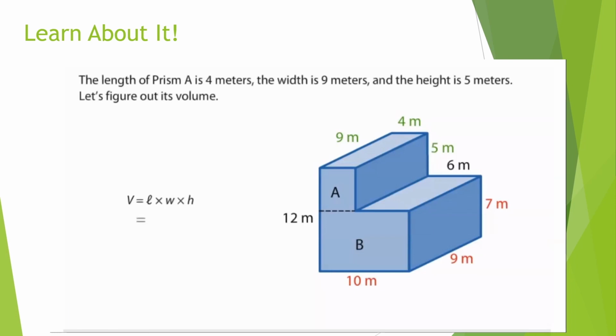The length of prism A is 4 meters. The width is 9 meters, and the height is 5 meters. Let's figure out its volume. Go ahead and take a second to multiply that together. You have 9, 4, and 5. What strategies are you using? Take 2 of them first and multiply them, and then multiply that answer with the last number. I see one multiplication factor I would love to do first.